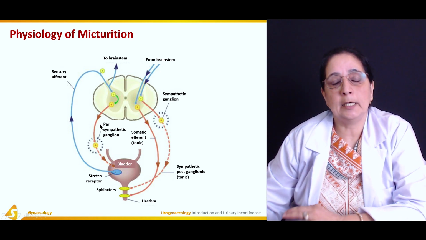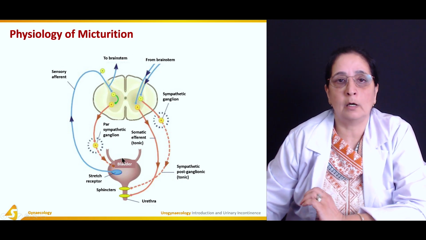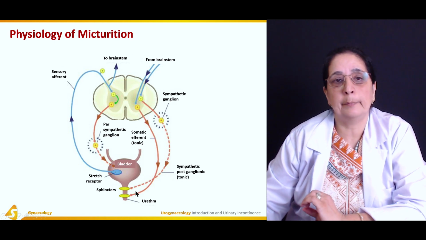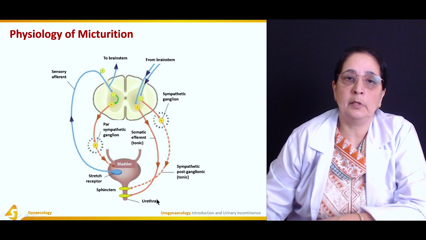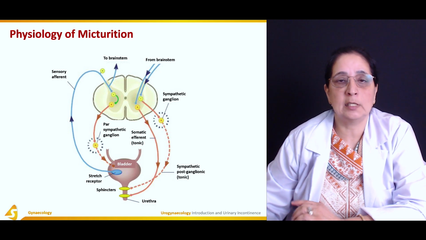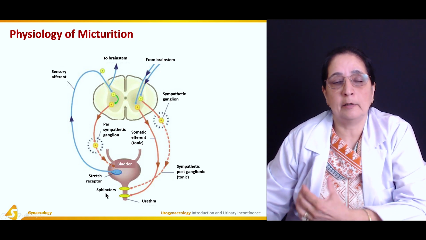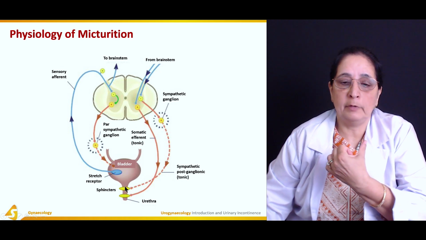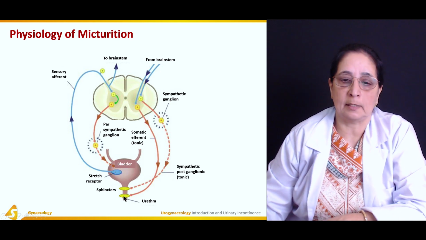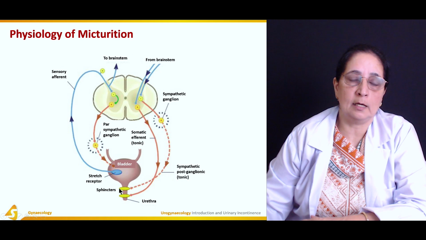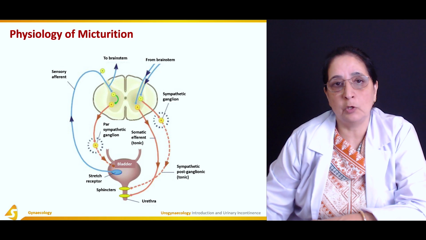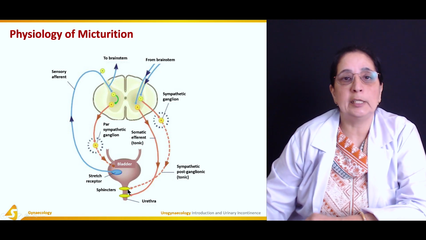So parasympathetic mainly is responsible for the stimulation of the bladder, and sympathetic nerves are mainly responsible for the control of the urethral sphincters. Urethral sphincters are ring-like structures. We have the internal urethral sphincter and the external urethral sphincter. The internal urethral sphincter is involuntary. Under involuntary control, a person has no control over the internal urethral sphincter.